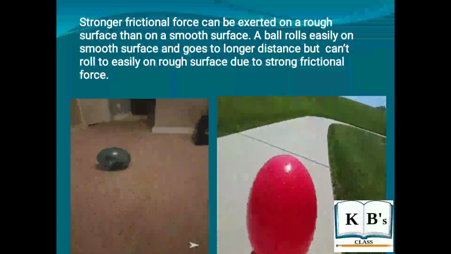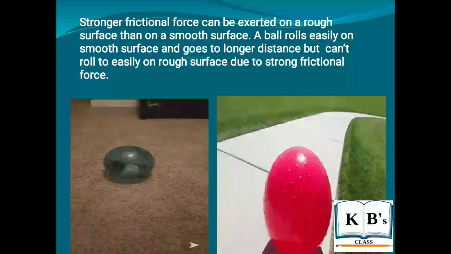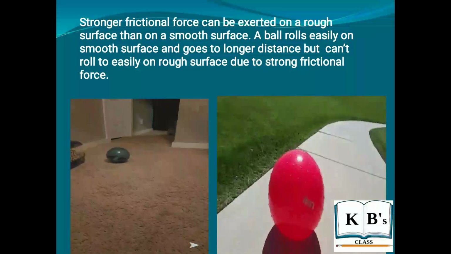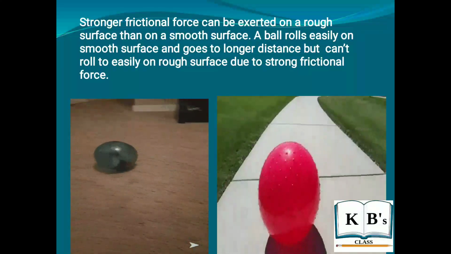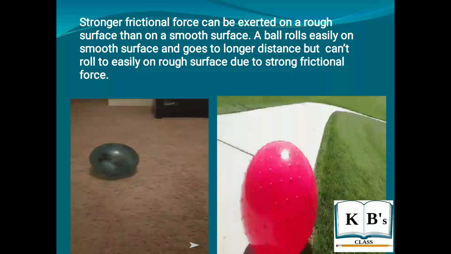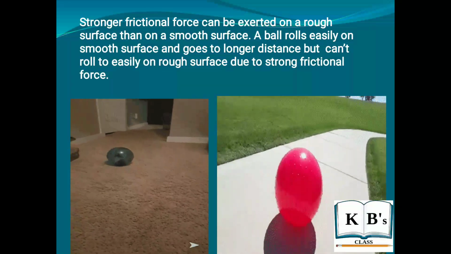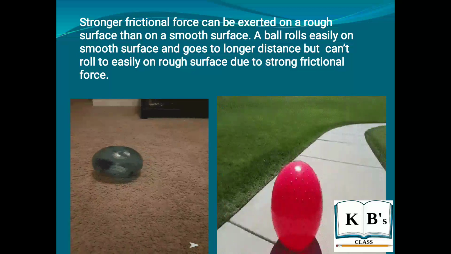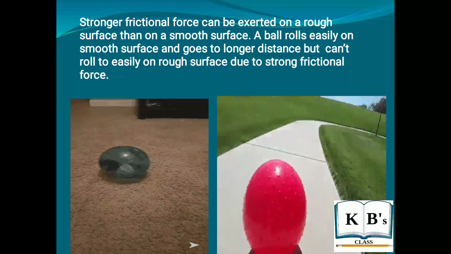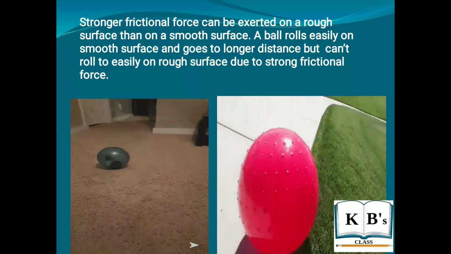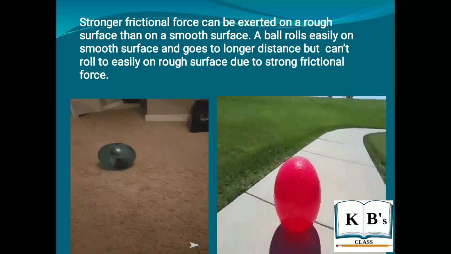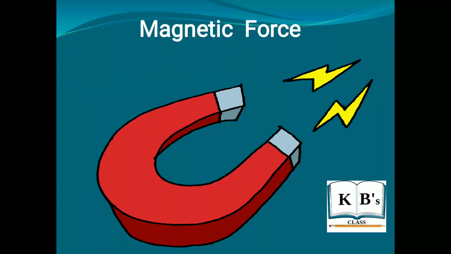A stronger frictional force can be exerted on a rough surface than on a smooth surface. A ball rolls easily on a smooth surface and goes to a longer distance, but cannot roll easily on a rough surface due to strong frictional force. Hence, we can say the rough surface exerts a stronger frictional force and the smooth surface exerts a lesser frictional force.